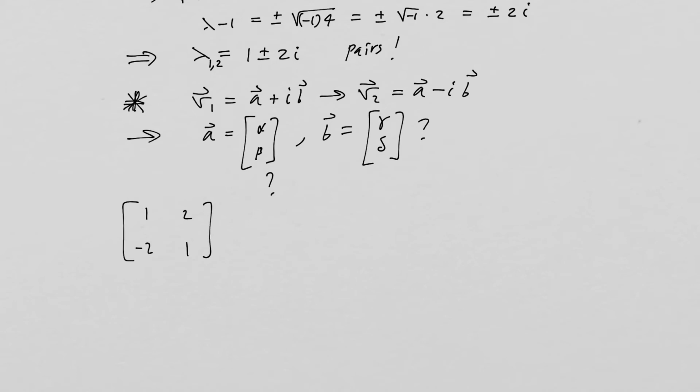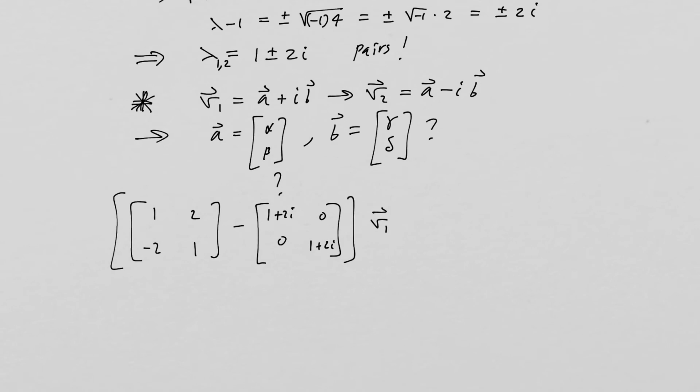And now we're going to subtract the matrix lambda I, so it's going to be 1 plus 2i, 1 plus 2i, and then 0 there. Then we're going to multiply by v1, okay? We should be able to solve this, and that's going to be equal to 0, 0 there. Remember, complex arithmetic is a little bit more complicated, but you just have to be careful and keep track of it all.